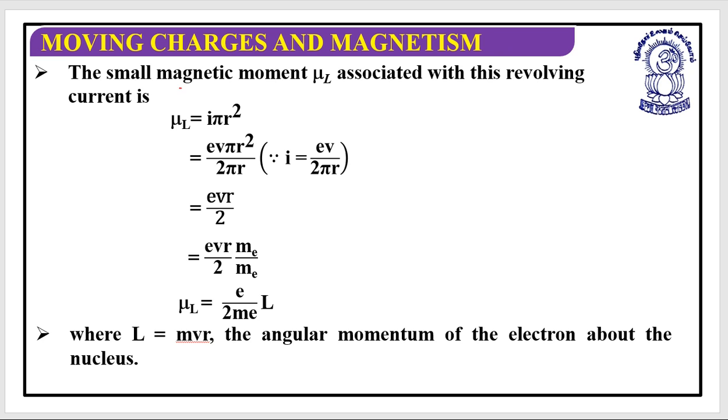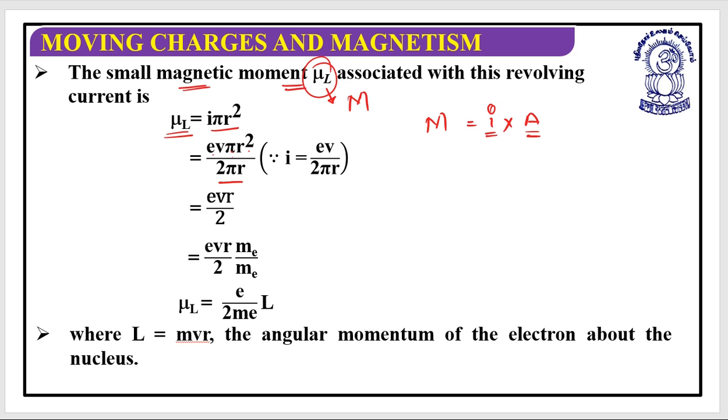With this, we can find out one more thing: the small magnetic moment, represented here as μL, or even M, associated with this revolving electron. This magnetic moment could be written as I into πr². Basically M = I into A, and it is revolving in a circular path having a radius of r. So let's replace the value of I. It is e v πr² divided by 2πr.